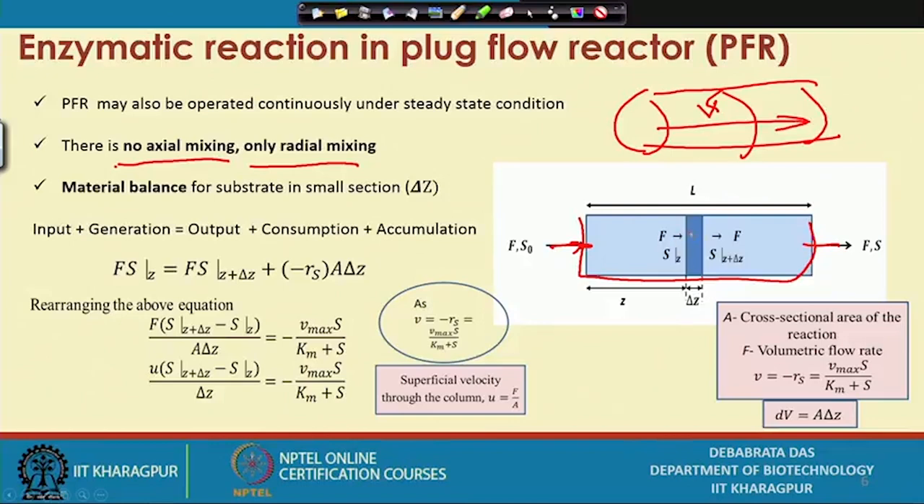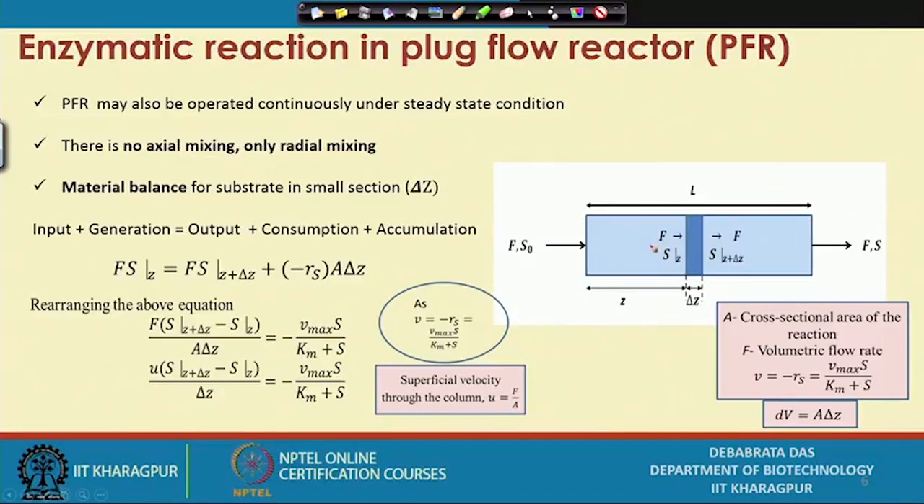Now, for analysis of this reactor, what do you do? We take a differential segment. This is the differential segment where F is the flow rate in, and F is the flow rate out. But the substrate concentration here is S(Z), and here S(Z plus del Z). Del Z is the width of the particular differential unit.